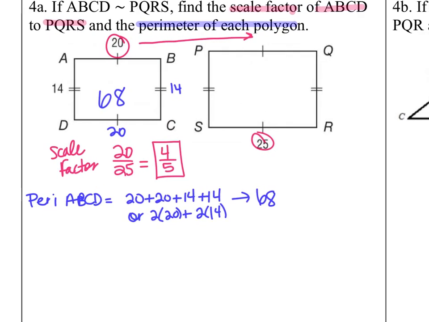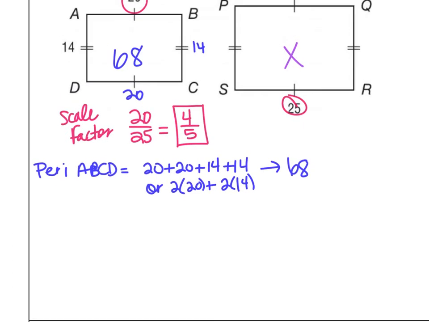Okay, now we need to figure out the perimeter of our large rectangle. Let's call this x. Thinking back to earlier parts of this unit, we learned that the ratio of your perimeters, so we could say perimeter A over perimeter P is equal to the ratio of the scale factor, in this case 4/5.